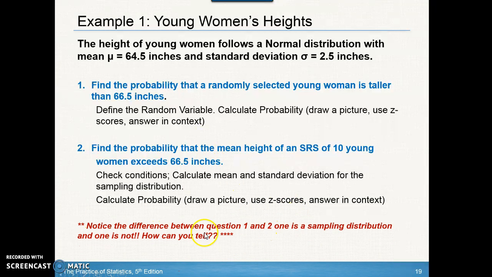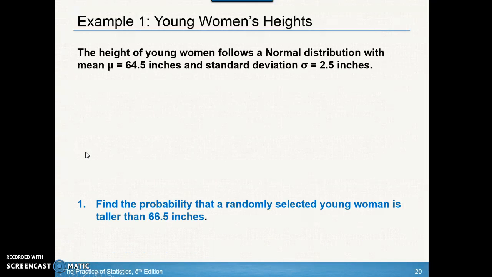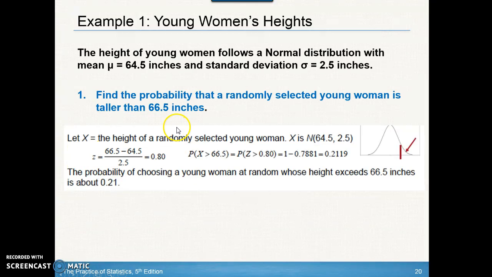So I just wanted to go over the difference between questions 1 and 2, and then we're going to go over how to do something like question 2. So let's take a look at question 1. I kind of already went over that. Now notice, let x equal the height of a selected young woman. Here's x being normally distributed. You always want to state approximately normally distributed, mean, standard deviation. Now, here's your z-score: x minus the mean divided by standard deviation.